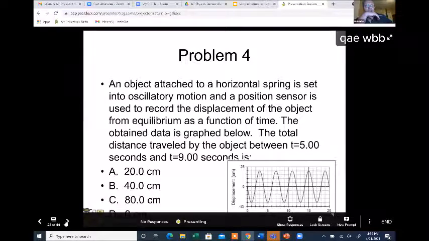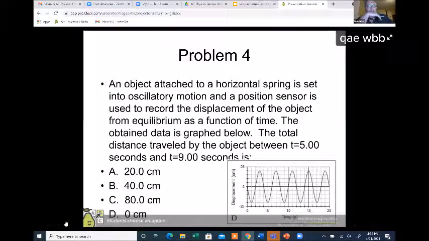All right, so an object attached to a horizontal spring is set into oscillatory motion, and a position sensor is used to record the displacement of the object from equilibrium as a function of time. The obtained data is graphed below. The total distance traveled by the object between t equals 5 and t equals 9 is. Notice it's asking for distance here, not displacement. So you guys take a minute and try to put in an answer for me. The total distance traveled by that object between 5 and 9 seconds.